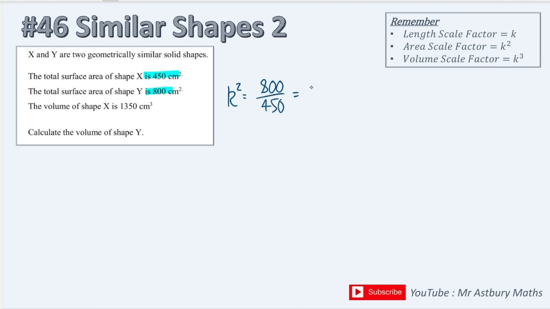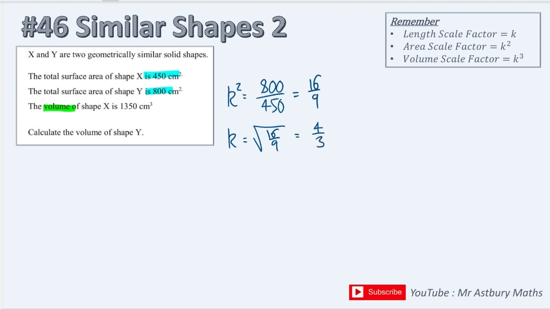And that gives me 16 over 9, which is really reassuring because those are both square numbers. Okay, I'm now asked to work out the volume. But before I can find the volume, I've got to work out the length scale factor, the linear one first. So k is equal to the square root of 16 over 9. I want to square root both sides of this equation to get my value for k. And that's going to be 4 over 3.